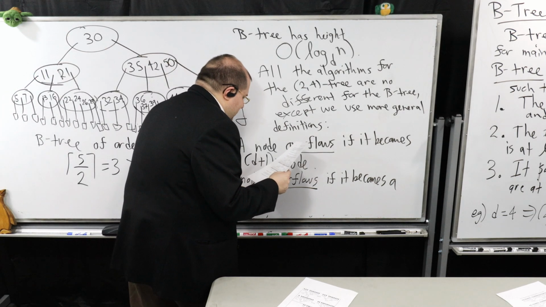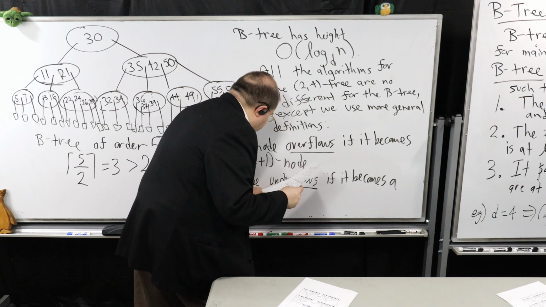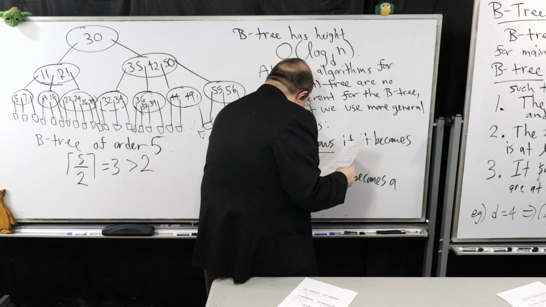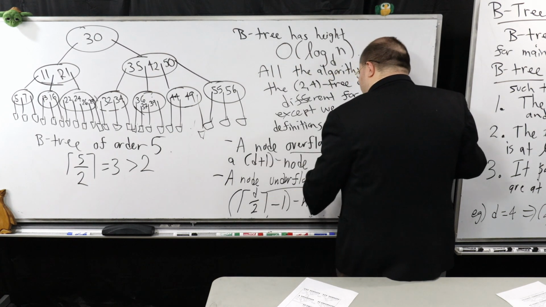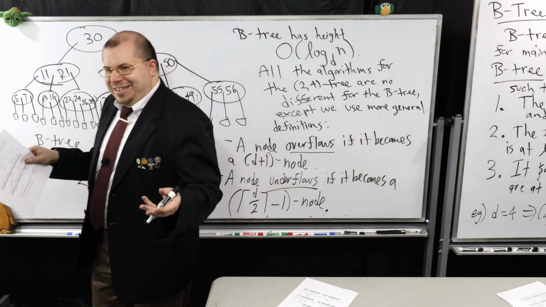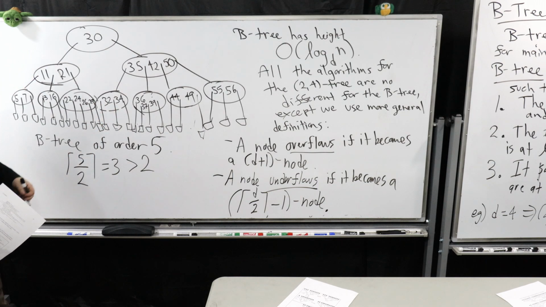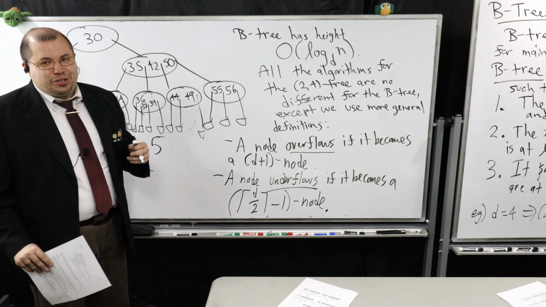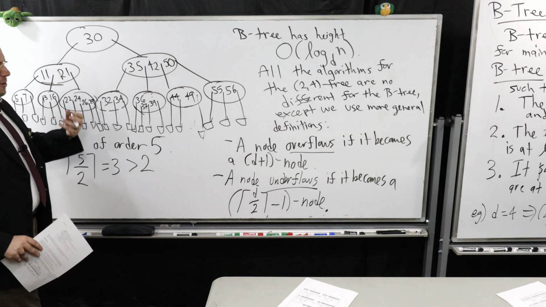It becomes the ceiling of D over 2 minus 1 node. So it just becomes a node where it's no longer satisfying the lower bound of the number of children. The one that we had in property number 2 for the B tree. My apologies, I'm getting very worked up here.